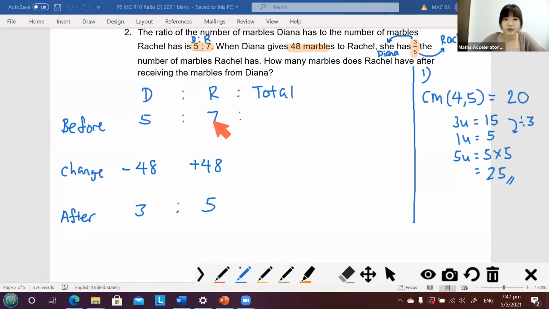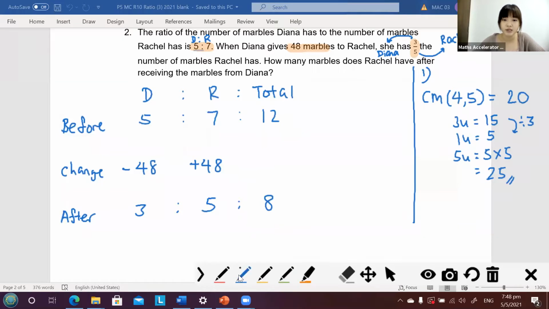So let's check. 7 plus 5, that would be 12 units here. 5 plus 3, that would be 8 units. 12 and 8, not the same. So we must do something to it. If it's the same, we don't need to do anything. We can just compare. But now cannot because the total isn't the same.